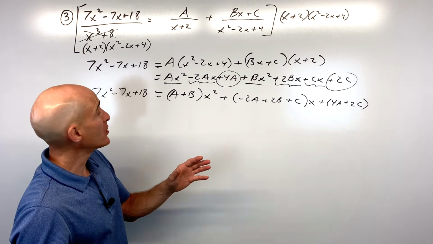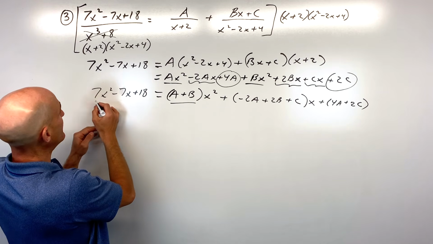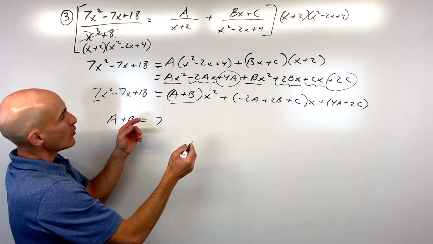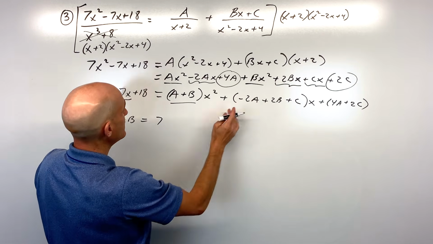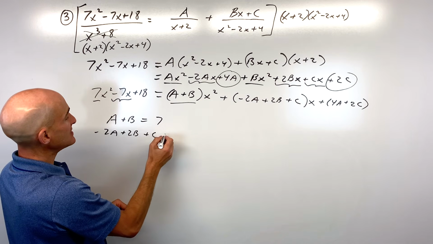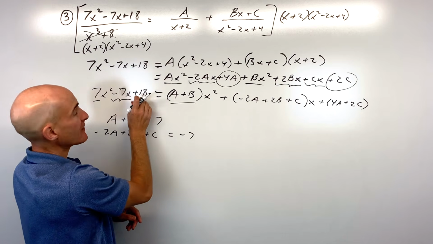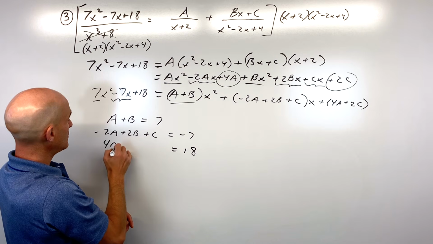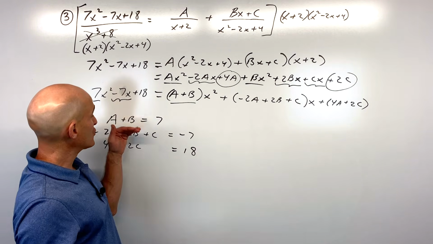Okay, so now we're going to set the x squareds equal to each other. See how this is a plus b times x squared and this is 7x squared? So one of our equations is going to be a plus b is equal to 7. Over here, these x terms we want to set equal to each other. So we have negative 2a plus 2b plus c is equal to negative 7. And then we want to set our constant terms on the left side and the right side equal to each other. So we have 4a plus 2c is equal to 18. So now all we have to do is solve this system of equations.